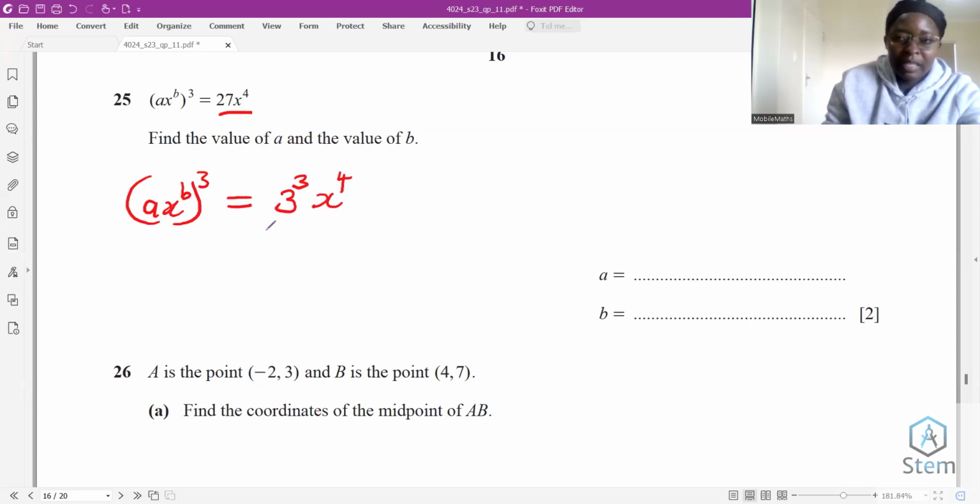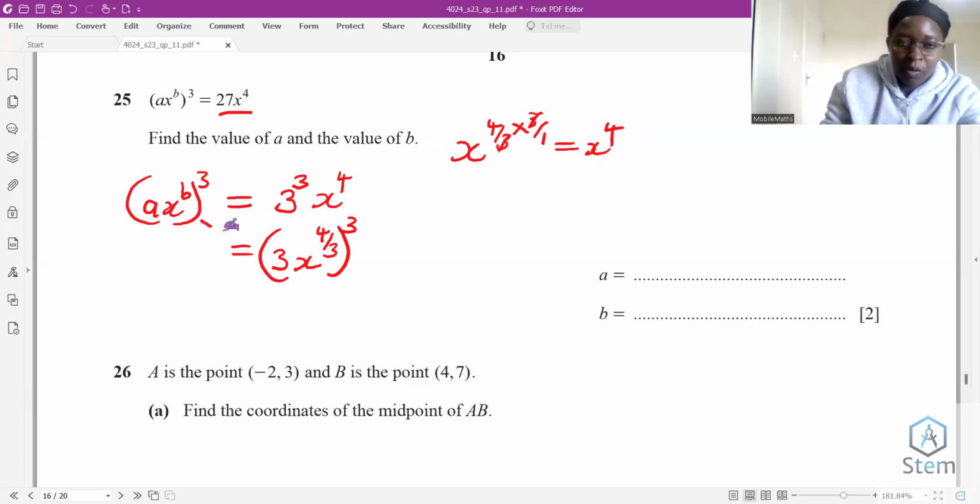So when we have this, I can take out 3. So I'll have 3, then I have x to the power of 4 over 3, so that I can take out a 3. I'm just considering x here. If I say x to the power of 4 over 3 times 3 over 1, I'll get x to the power of 4. So when we rewrite it like this, it's now similar. So when it's similar, it means our a is equal to 3. Our b is equal to 4 over 3.